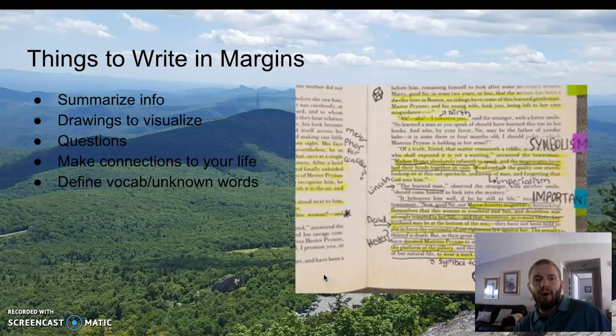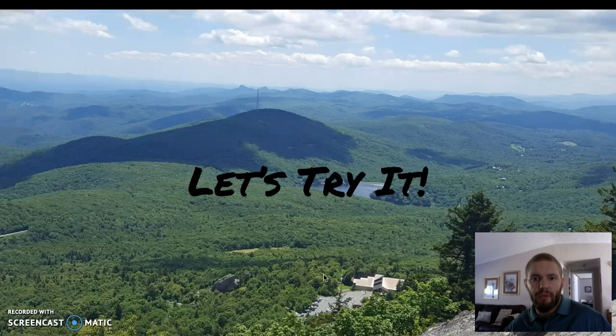So just some things to write in the margins. You can summarize info. You can do drawings to help you visualize. You can ask questions. You can say, okay, so what's the main conflict here, or why does the character do this? You can make connections to your own life. So if you see 2 brothers fighting in a piece of fiction, you could say, okay, so me and my brother have done this often. And then you can define your vocab words, your unknown words. So going back to those ones you circled, you can say, okay, so this is a keyword that I need to look up, and then you can go back to it later and say, okay, so I know photosynthesis is where plants go through the cell cycle and whatnot. So let's try this out.